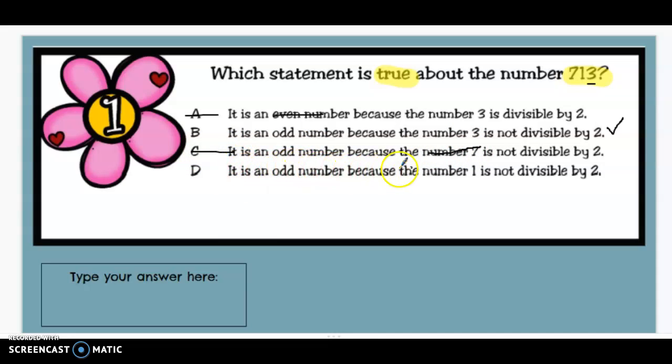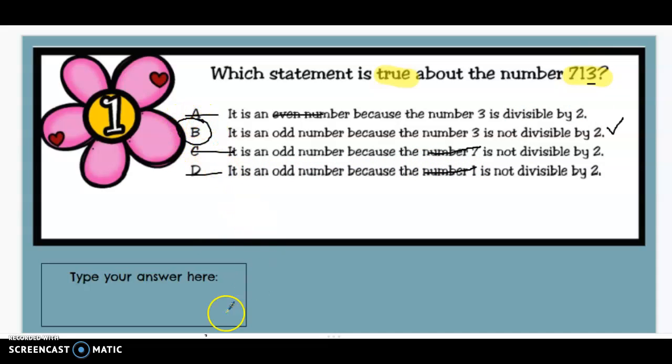It is an odd number because the number 1 is not divisible by 2. Well, 1 is not divisible by 2. That is a true statement, but that digit is in our tens place, and I'm looking for the digit in our ones place. So because it says number 1, that makes it wrong.